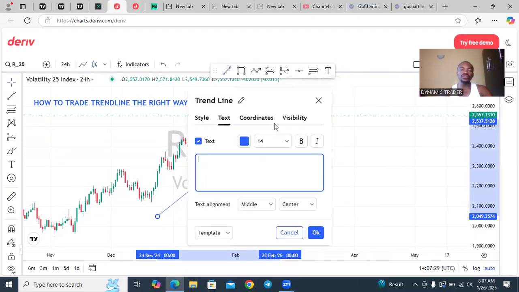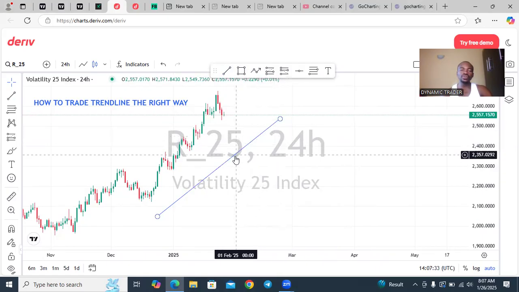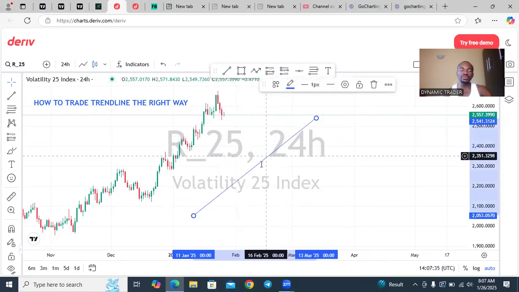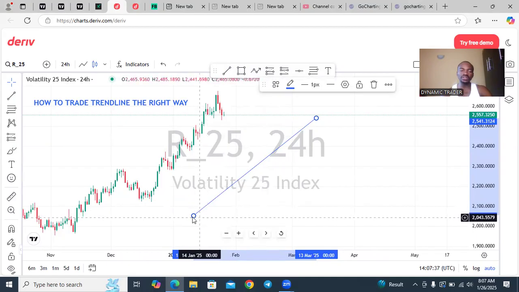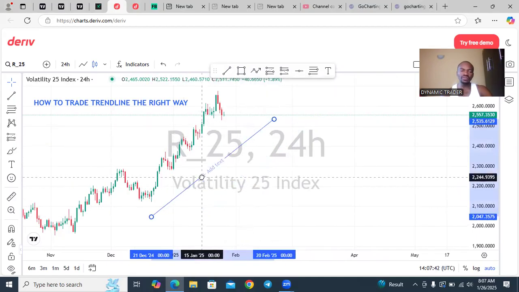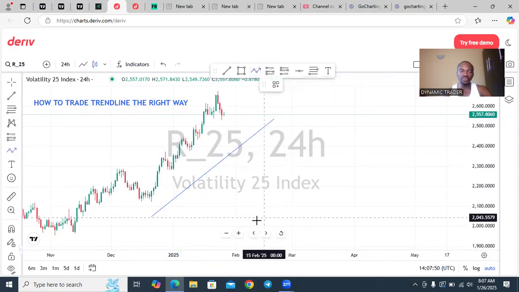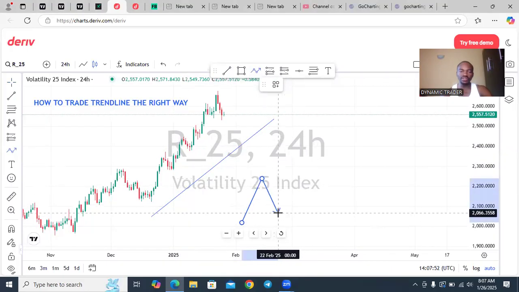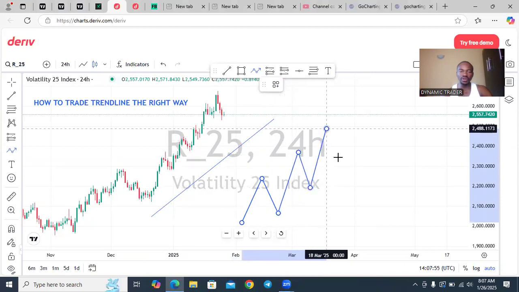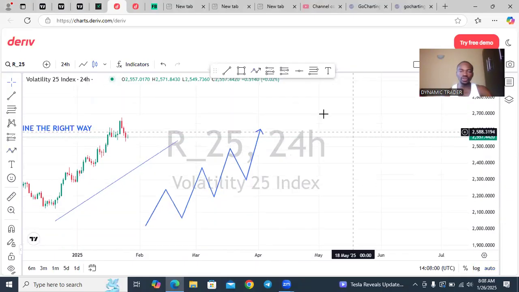So trend line, from the word trend, is used to determine a particular direction of the market at a given point in time. Take, for instance, we have three trends of the market. We have the upper trend, where the market is making higher highs and higher lows. So this is uptrend.